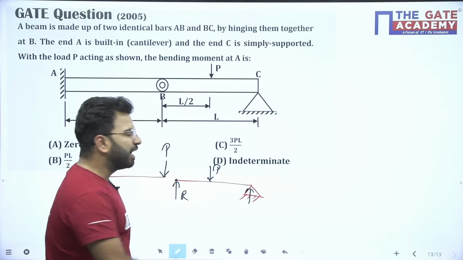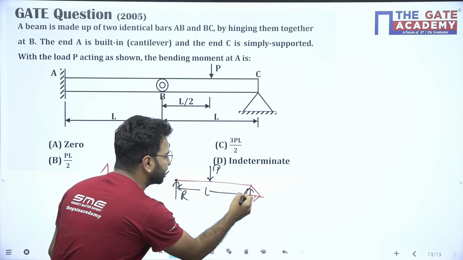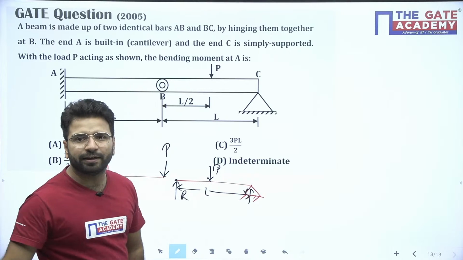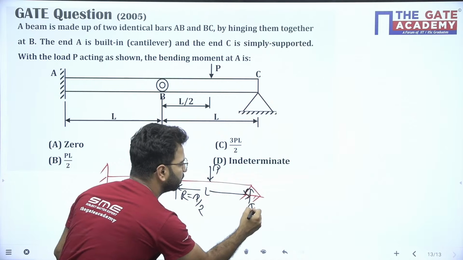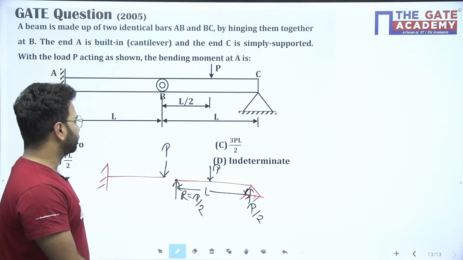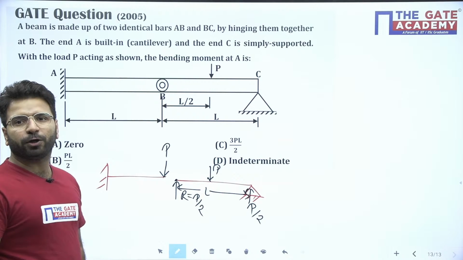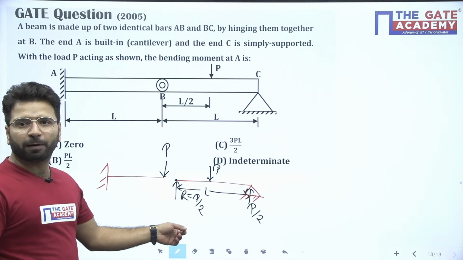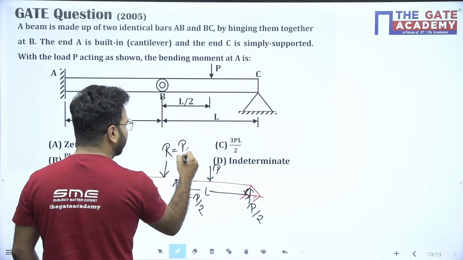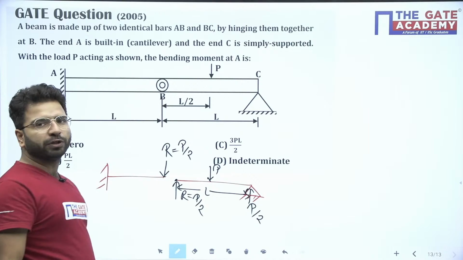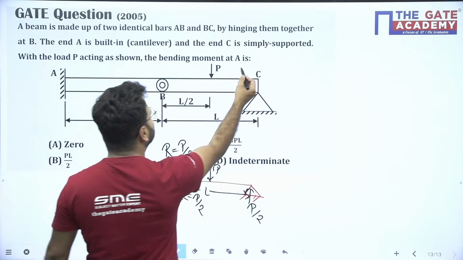Okay, it's R. Now can you tell me, this length is L, this length is L, what will be the support reaction here? It will be P by 2, P by 2, yes or no? It means this will also be P by 2 here. This R will transfer in the opposite direction, so this R will be P by 2 here. The question is asking you the bending moment at A.